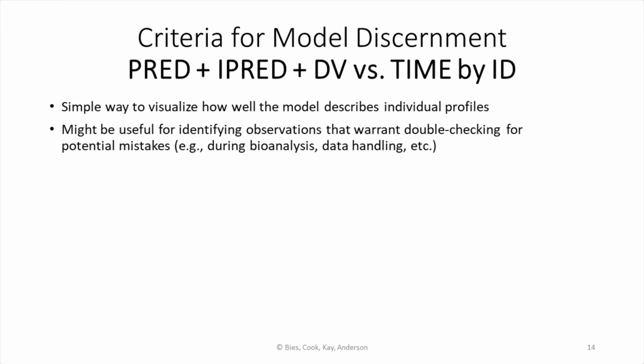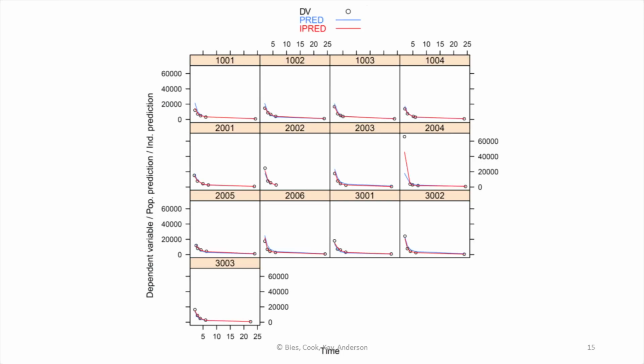So what does this plot look like? Well, here we have a matrix of individuals. Each of these panels represents a different individual. We have concentration on the y-axis and time on the x-axis. The dots are the actual observed data, the observed concentrations in this case. And we have two different lines, a blue line and a red line.